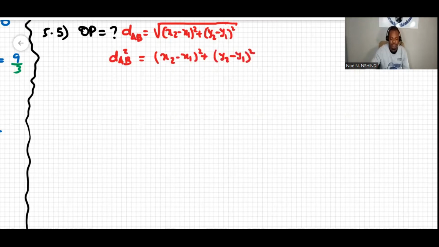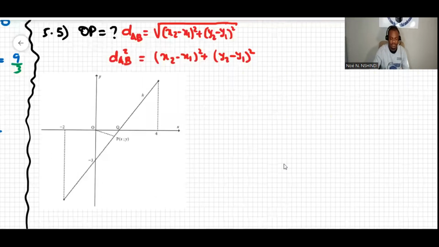So let's first draw the same graph here so we can visualize the problem better. Graph over here. So we have it there. We want the distance OP, the shortest distance. If O is the origin, its coordinates must be 0, 0, and P has coordinates x, y. Now, to find the distance, we're going to substitute.